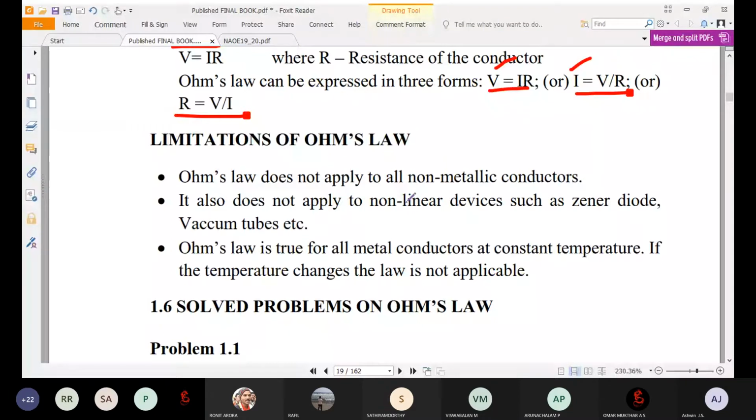So metallic conductor, non-metallic conductor. We are applying Ohm's law only for the metallic conductor; Ohm's law cannot be applied to a non-metallic conductor. And second point, it mostly does not apply to non-linear devices like a Zener diode or vacuum tube. These come under semiconductors. Vacuum tubes and transistors, you can add a transistor and IC. So these are the things for which we cannot apply Ohm's law.